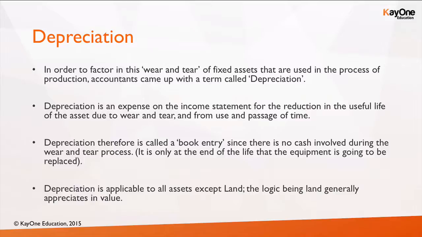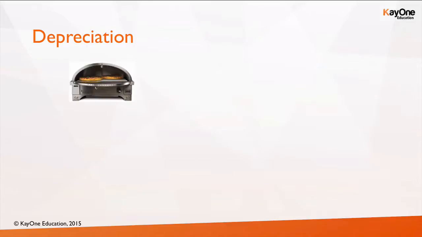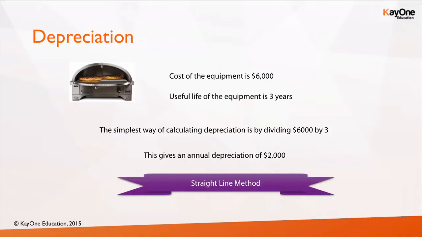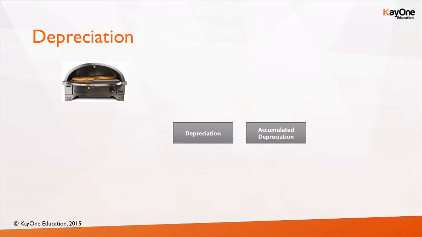Depreciation is applicable to all items except land, because land generally appreciates, or the price of land increases and does not decrease. So depreciation is applicable on all other assets. Let's look at an example. Assume that this equipment is costing $6,000 and the useful life of this equipment is 3 years. The simplest way of computing depreciation is dividing 6,000 by 3, which gives an annual depreciation of $2,000. This method of accounting for depreciation is called the straight line method, whereby every year $2,000 is accounted as depreciation.